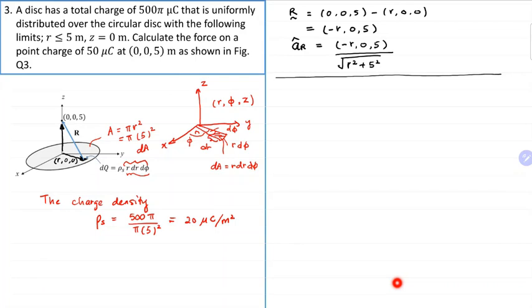So this is the differential charge. This equals dq equals the surface charge density times r dr d phi. So with that we can work out the differential force due to the differential charge on the disk.